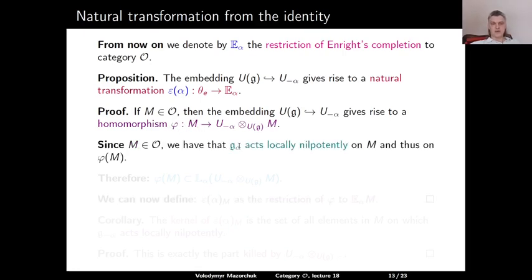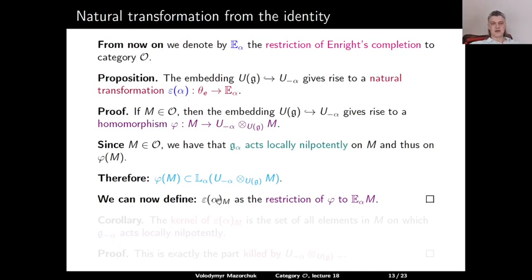Since M belongs to O, G alpha already acts locally nilpotently on M. Therefore, it also acts locally nilpotently on phi of M. Therefore, phi of M belongs to L alpha of the localization of M. And hence we can define epsilon alpha evaluated at M as the restriction of phi to the Enright's completion of M.